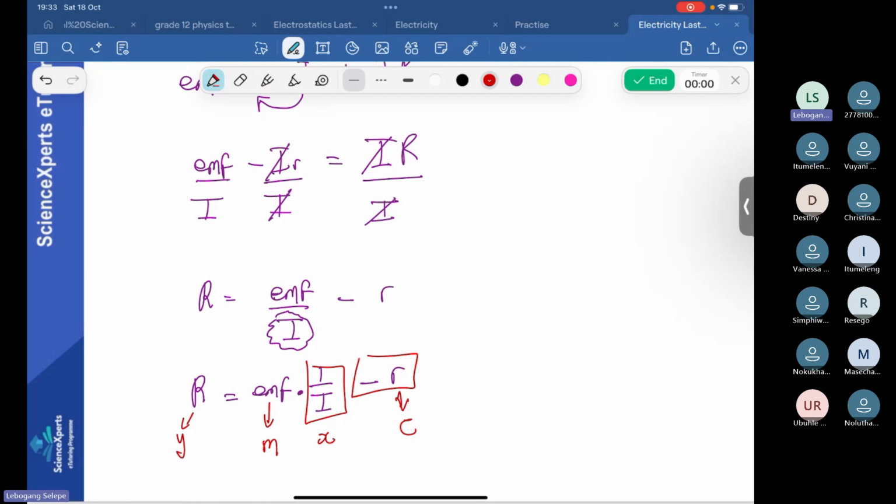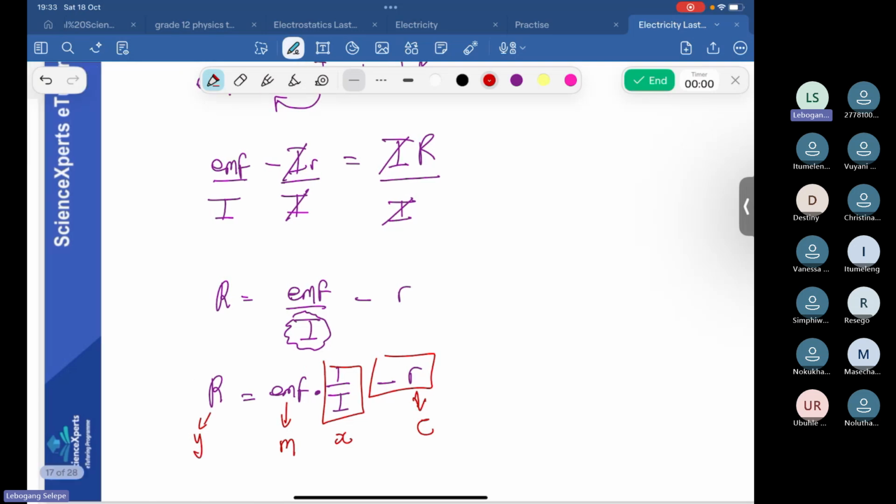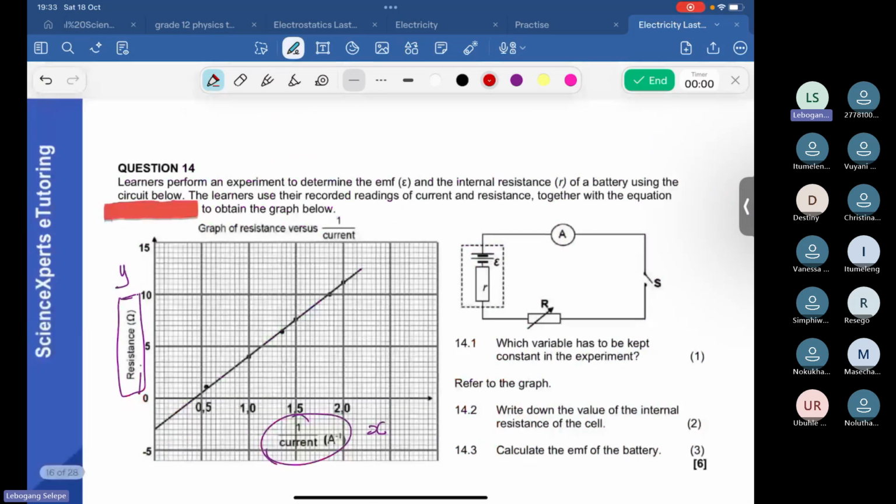So do you see how you have to approach these questions? Find the equation first. Then once you have found the equation, you know that the gradient is EMF in this case. I can't make you cram the graphs, guys, because you'll get a different graph. You need to know the process of getting these equations, right? So the gradient would be EMF. If I calculate the gradient of this graph, it would give me EMF.